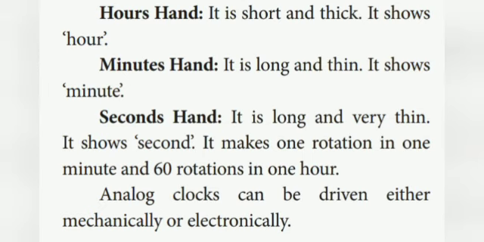It shows only the hour. Second, minute hand. It is long and thin. It shows only the minute. Third one, second hand. It is long and very thin. It shows only the second. It makes one rotation in 1 minute and 60 rotations in 1 hour. Analog clocks can be driven either mechanically or electronically.